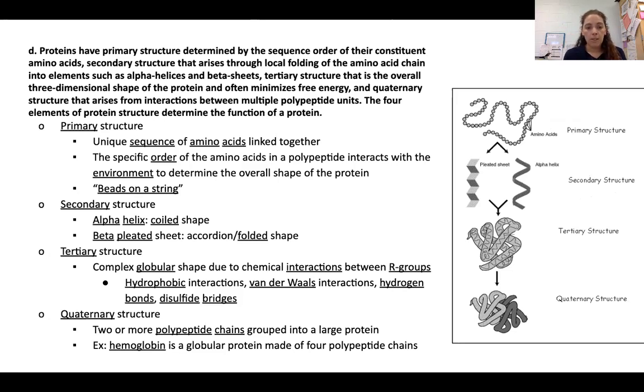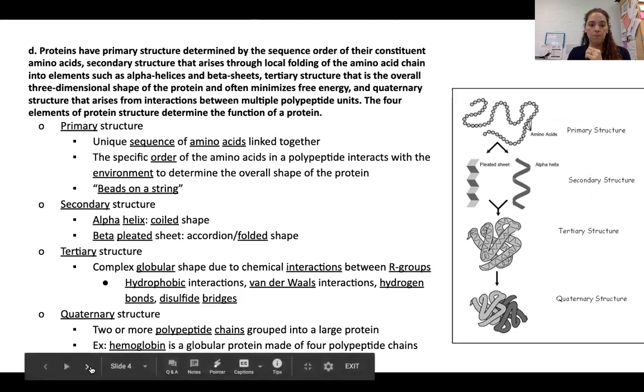And then the quaternary structure is when we have two or more of these polypeptide chains that then group together, and they hold on together based on all of these different hydrogen bond and van der Waals interactions.